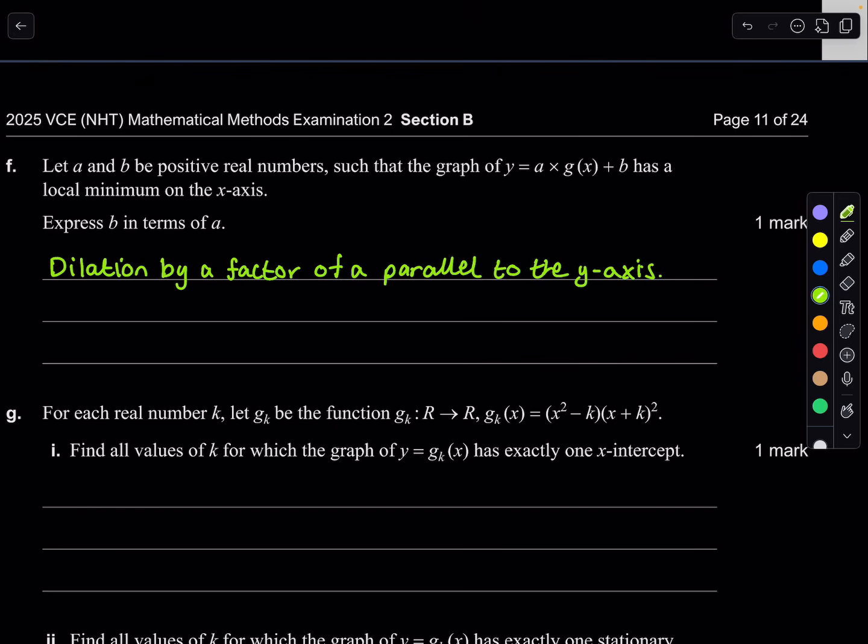And what they've also done is that they've translated by b, because a and b are actually positive. If a were negative, then there would be a reflection, but there's no reflection. It's just positive, and b is also positive, which means it's been translated up b units. So we can say that's the first thing, and then the translation: there's a translation b units up. It's positive, so it's going to be translated up. That's what's happened here.